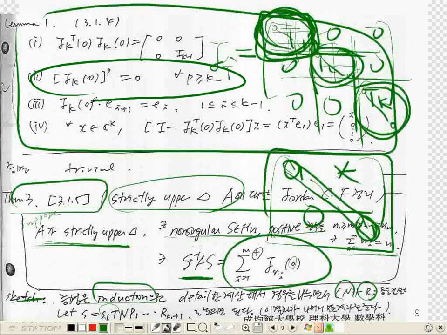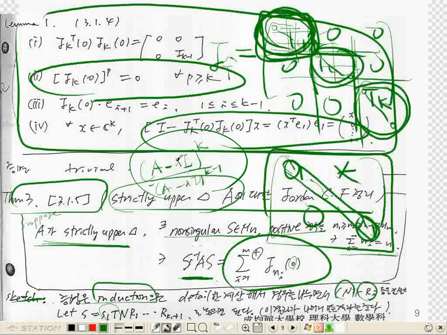We use this and this. This is what I told you here. Here, lambda_i to the power k and A minus lambda_i I to the power k minus 1. What is the difference of these two numbers? I explained it in a previous lecture. The difference of these two numbers means the number of Jordan blocks whose size is bigger than k. So all we have to think is just to calculate this relationship.